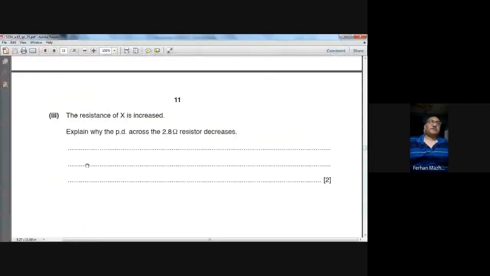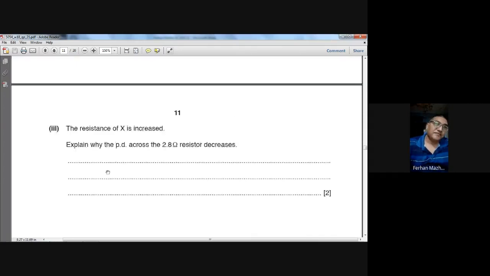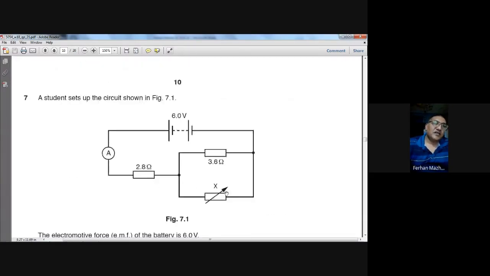Okay, so we are moving to the next part, which is the third part. The resistance of X is increased. Explain why the potential drop across the 2.8 ohm resistor decreases. Try to understand this. He's saying that I have increased the resistance of X. When you increase the resistance of X, the equivalent resistance of this parallel combination will increase. The equivalent resistance of this whole circuit will also increase. When the resistance of the whole circuit increases, the current coming from the battery will decrease. So a lesser amount of current will be coming out of the battery.